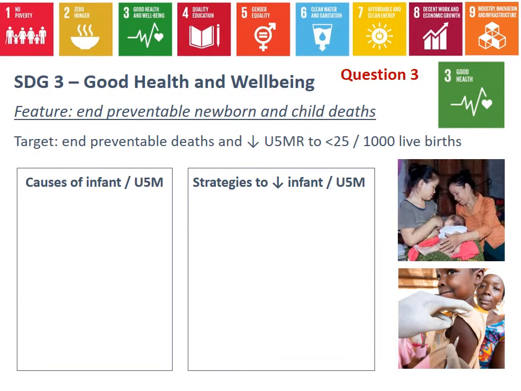A very similar focus then is ending the preventable deaths of newborns and children. Okay, specific target, again, you don't need to know the numbers, but end preventable deaths and decrease the under 5 mortality rate to less than 25 per 1,000 live births. The causes of infant and child deaths are premature birth. So the majority of child deaths happen to babies very, very young.